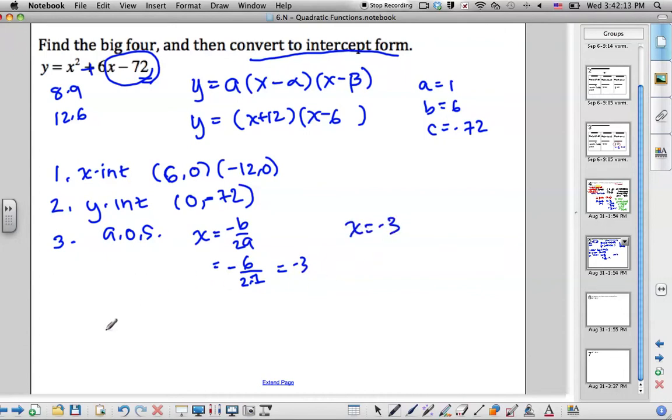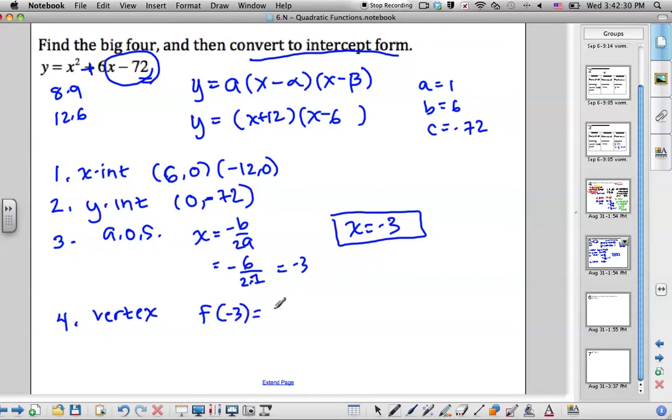So we know our axis of symmetry is minus 3. And you always want to write that as an equation, x equals. It's not just 3, it's x equals minus 3. It's actually the equation of a line. Now, last one is vertex. We already know what the x-coordinate is. So now all we have to do is find f of minus 3.